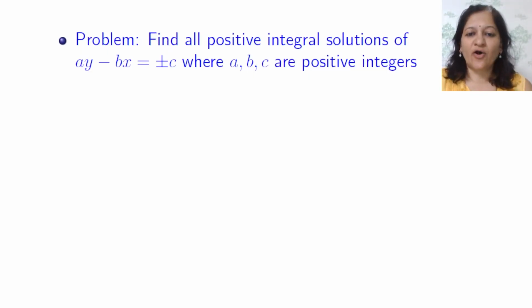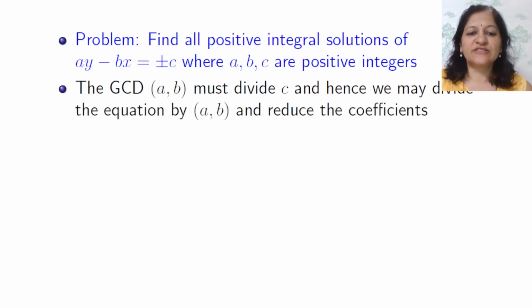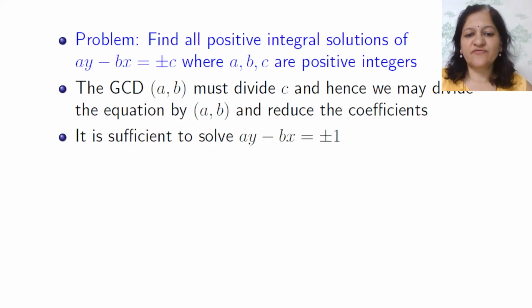Problem: find all positive integral solutions of ay minus bx equal to plus or minus c, where a, b, c are positive integers. The GCD of a and b must divide c, and hence we may divide the equation by GCD of a and b and reduce the coefficients. It is sufficient to solve the equation ay minus bx equal to plus or minus 1. Then we can multiply both sides by a suitable constant c.